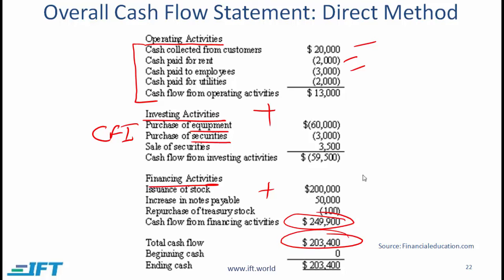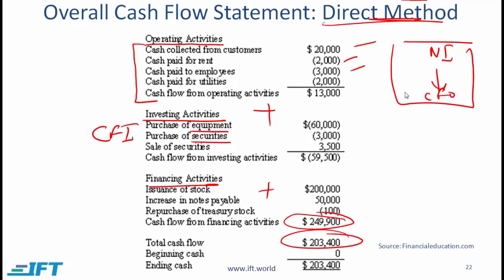This then is a simple example of an overall cash flow statement using the direct method. With the indirect method, the only thing that would be different would be the operating segment, where we would start with the net income and reconcile down to CFO. The CFO number would be the same.